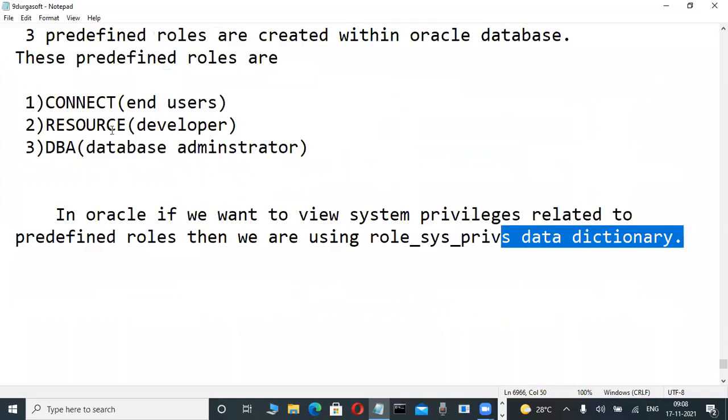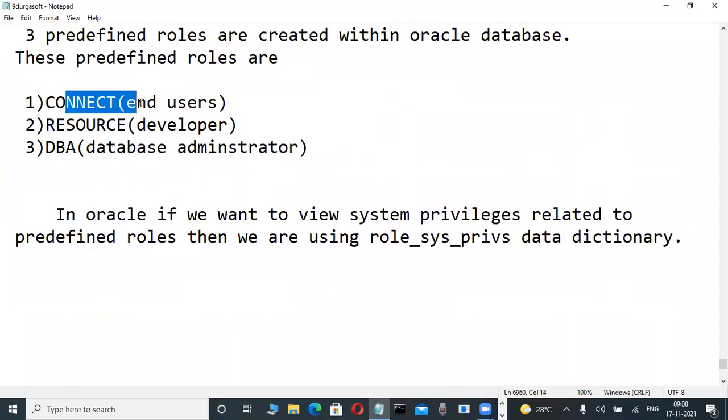Yes, the connect role, for end user purpose, has only what? One system privilege. What is that one? Create session. That's why any user having the connect role is only allowed to connect to the server. That's all. The resource role means some regularly used system privileges are available. The DBA role means all the system privileges are available.